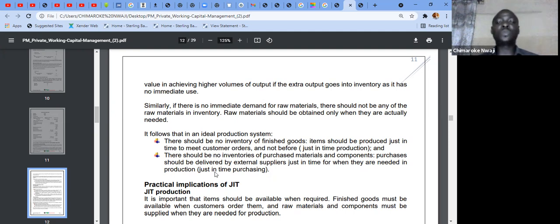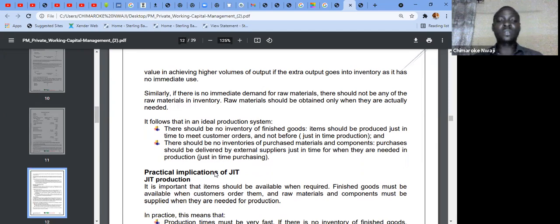And so there should be no inventories of purchased material and components. Purchases should be delivered by external suppliers just in time when they are needed for production. And so, in fact, there will be no need for warehousing, because warehousing is when you have bought some stock and you're putting it away for future use. But what you need now is delivered to you.